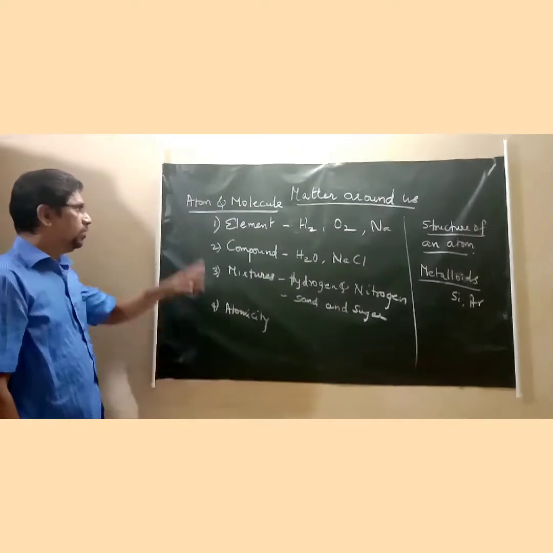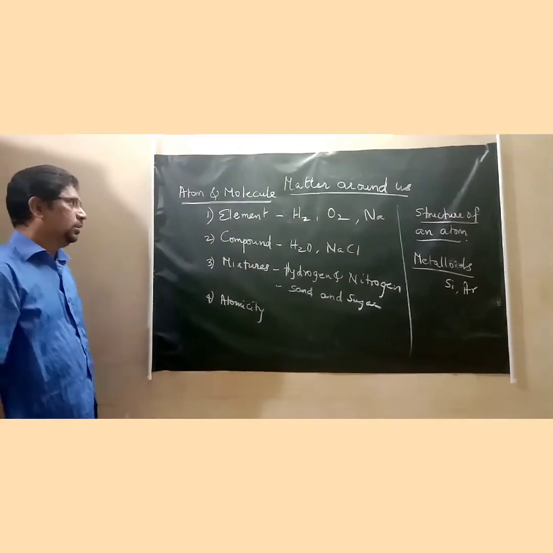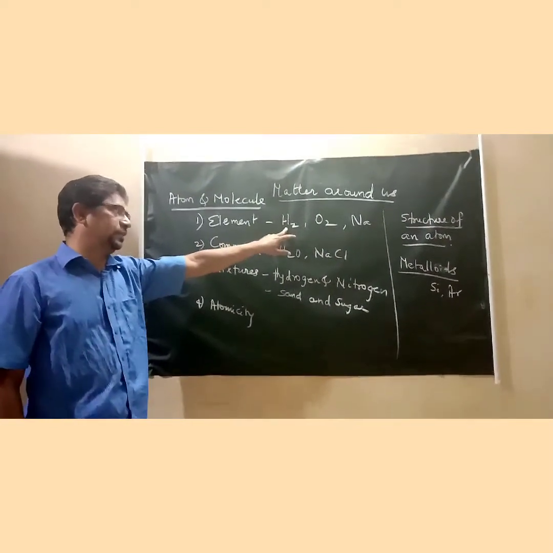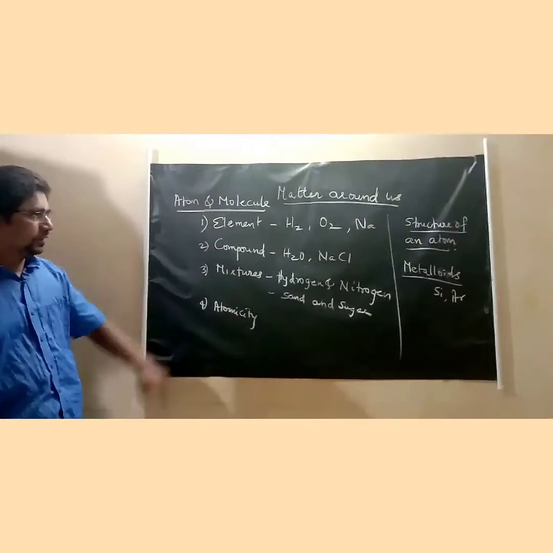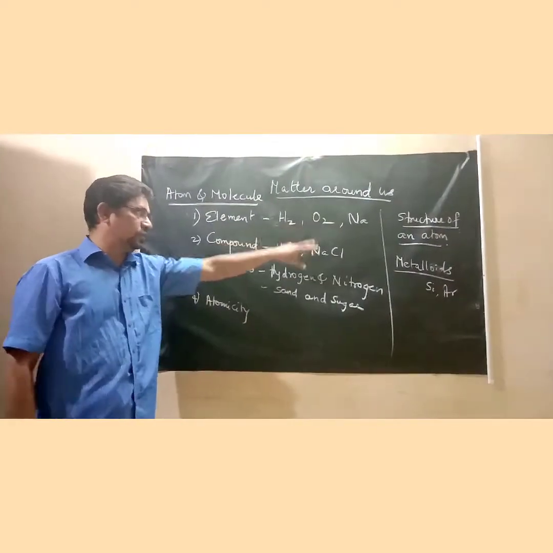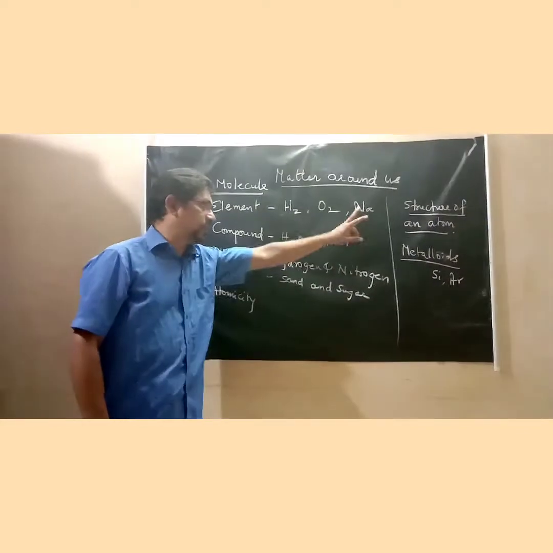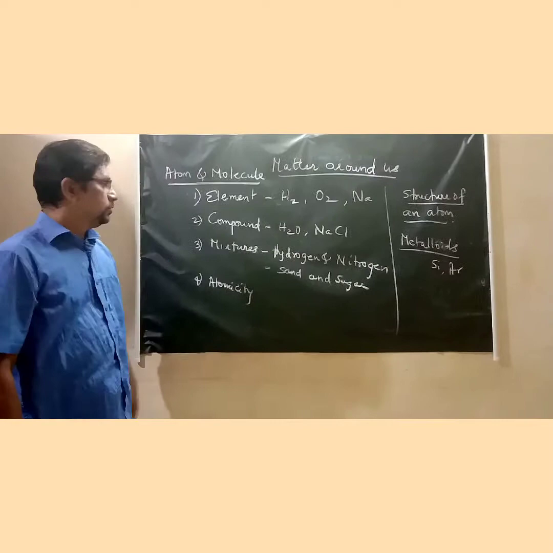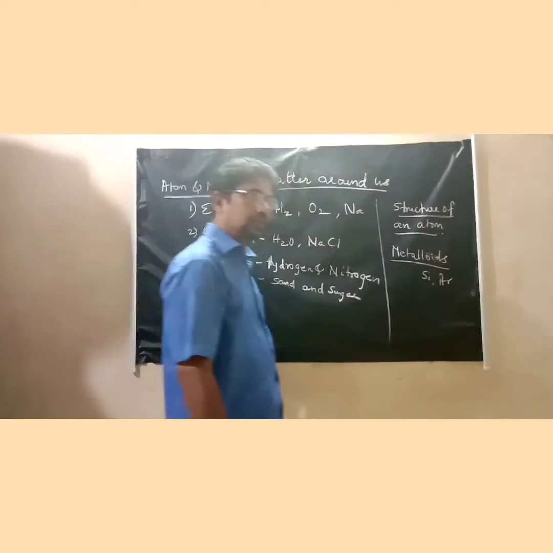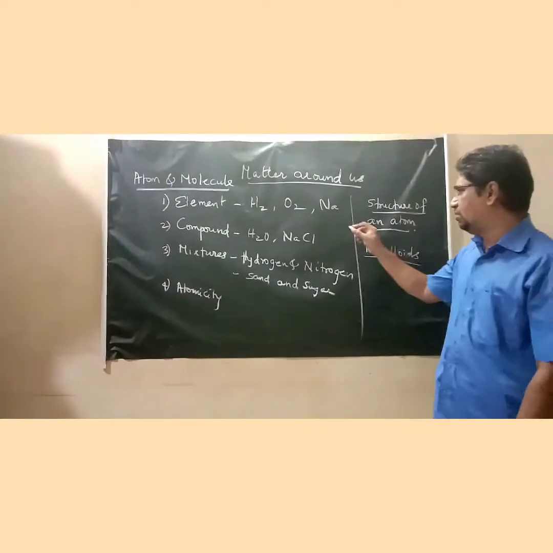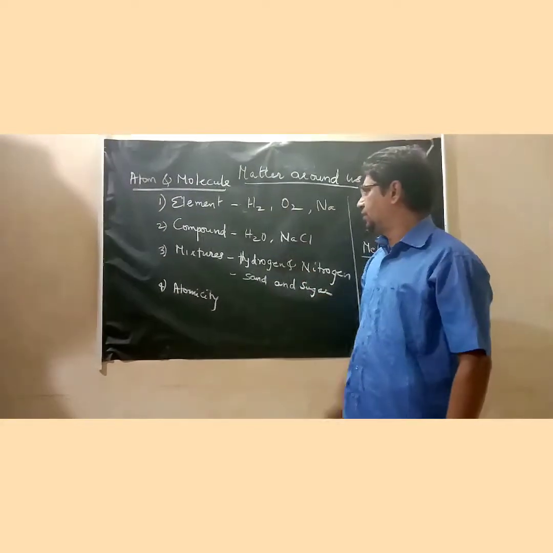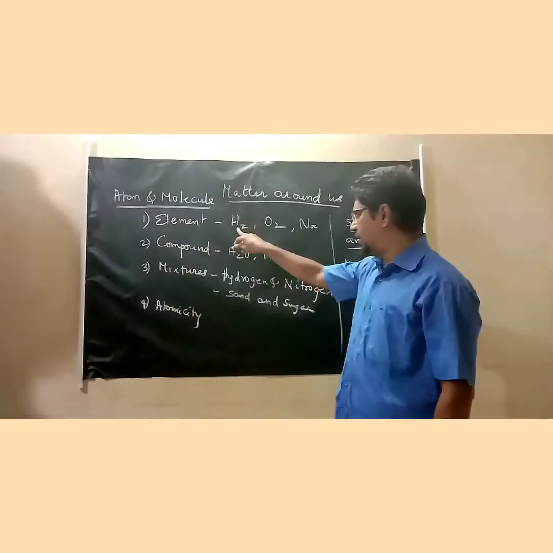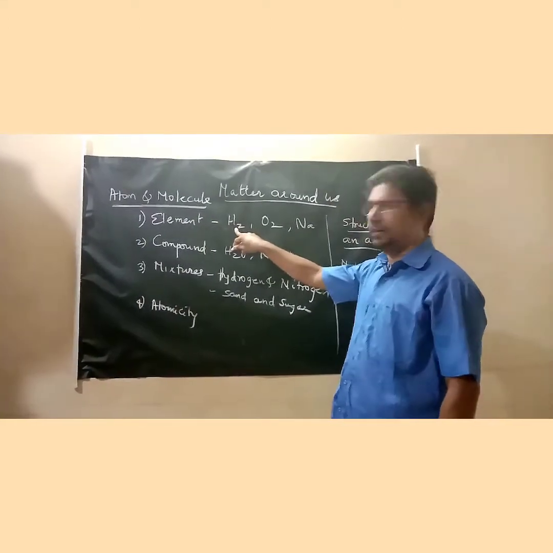Then you have to understand what is an element. An element is an atom of one type. For example, hydrogen. H stands for hydrogen. O stands for oxygen. N stands for nitrogen. And Na stands for sodium. So these are all called symbols. These symbols are used for representing elements. So an element is one type of atom.